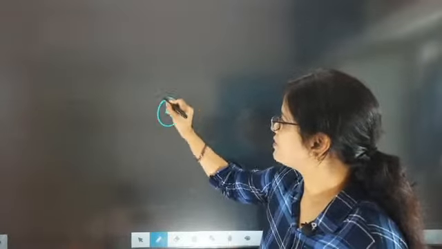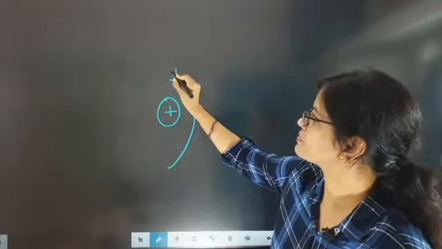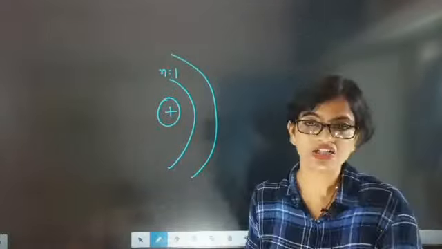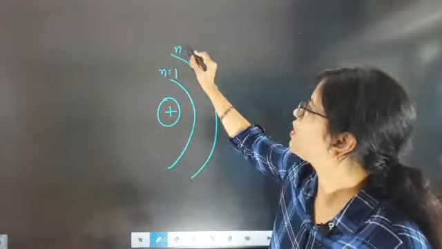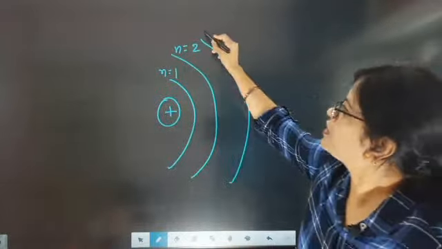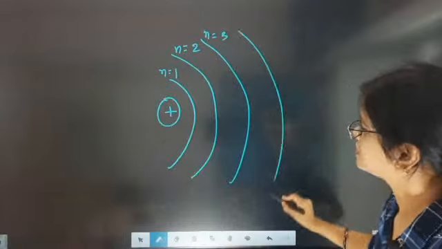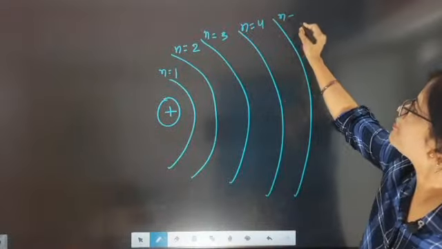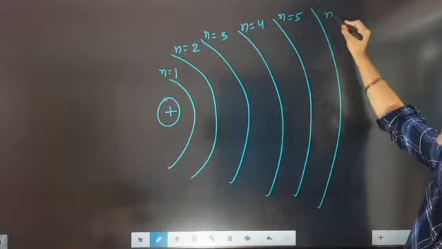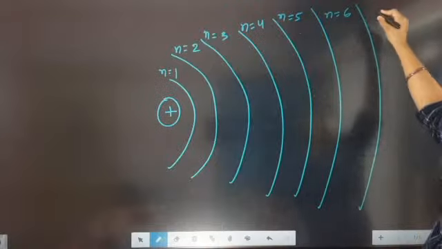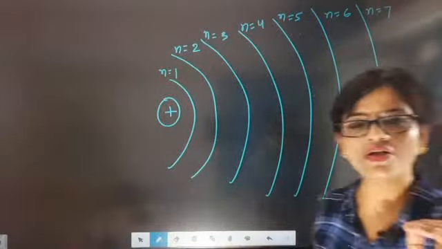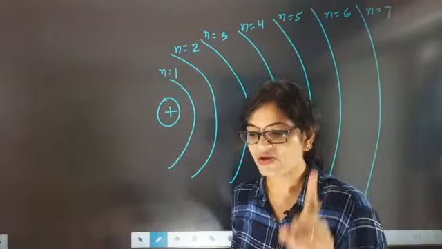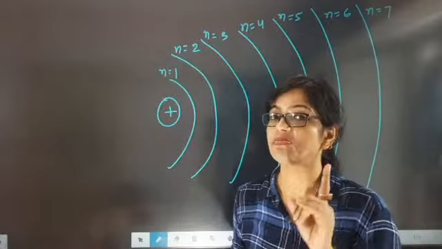So now the first period will be there. Orbit number 1. Now everyone pay attention, I am telling this very important story. Orbit number 2, orbit number 3, orbit number 4, orbit number 5, orbit number 6, orbit number 7. So total 7 orbits, 7 periods. I am repeating again and again.